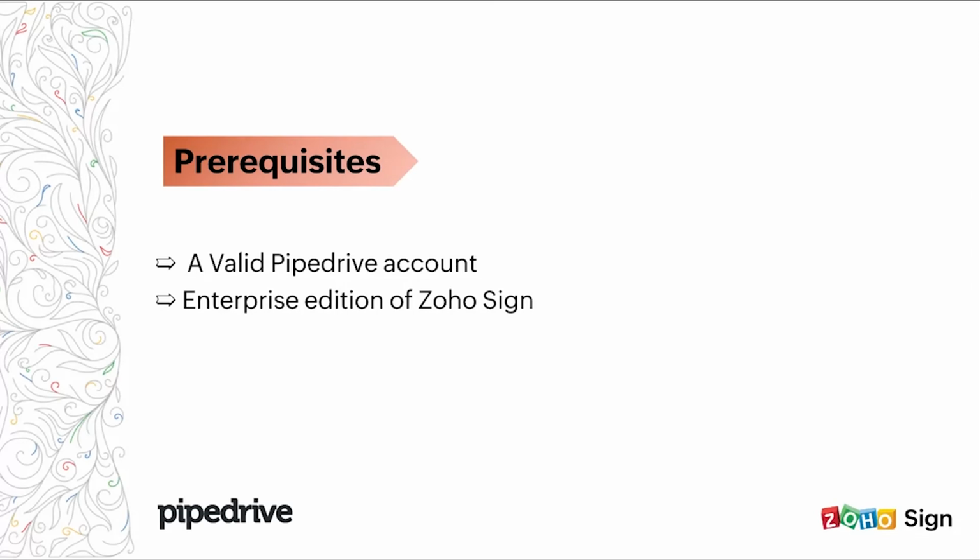We shall be looking at two things primarily today. First, how to install the Zoho Sign extension for Pipedrive, and then how to send documents to clients for signature. Before we dive into that, let's look at the prerequisites. To use this extension, you must have a valid Pipedrive account and an enterprise edition of Zoho Sign.